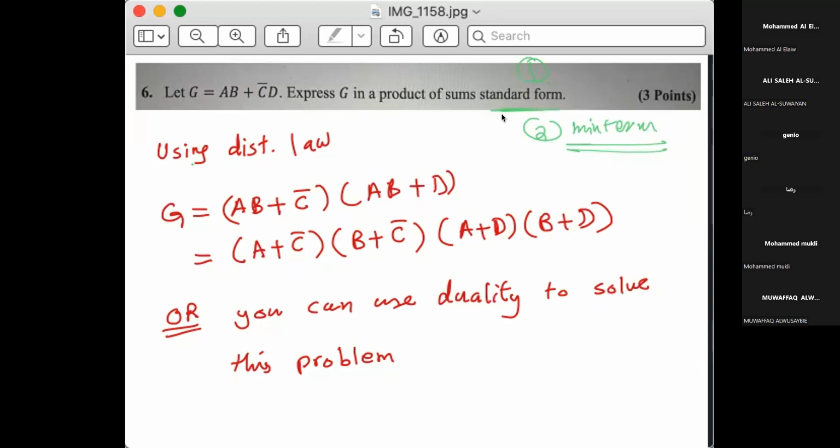If it doesn't specify, for example, the minimum number of letters, if there is a specification of the minimum, because sum of minterms is basically a sum of products as well. Okay? But the question here, by the way, is express G in product of sums, so it should be maxterms, not minterms. Okay, your answer should be in maxterms.